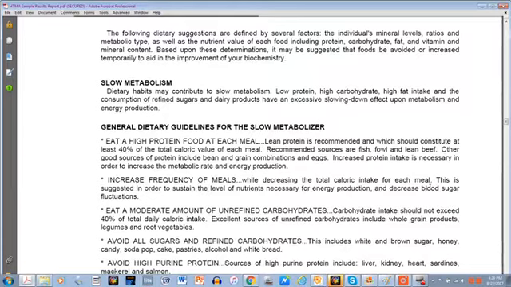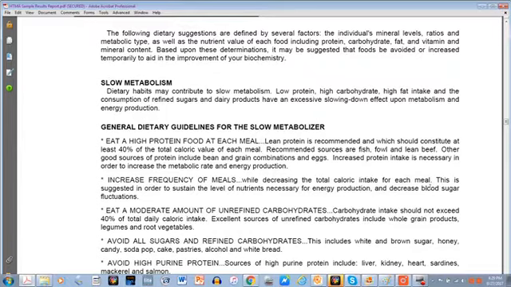Dietary suggestions. The following dietary suggestions are defined by several factors: the individual's mineral levels, ratios, and metabolic type, as well as the nutrient value of each food, including protein, carbohydrate, fat, and vitamin and mineral content. Based upon these determinations, it may be suggested that foods be avoided or increased temporarily to aid in the improvement of your biochemistry. Slow metabolism.